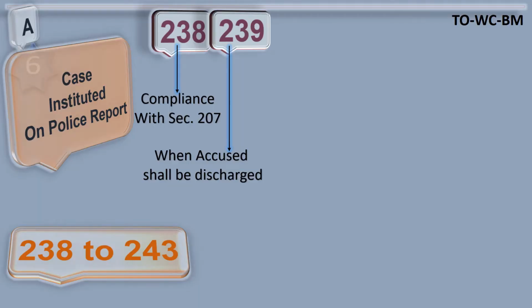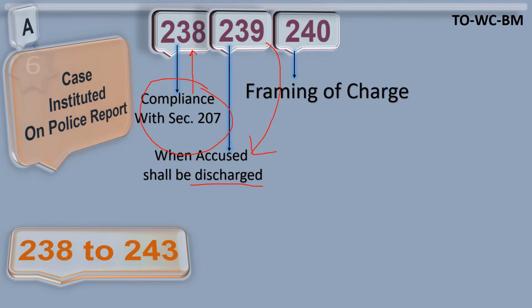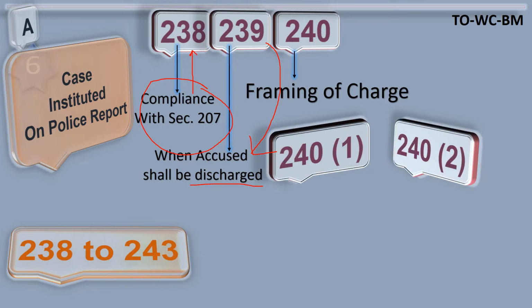So when a case is instituted on a police report, the first thing we check is the compliance under section 207, which is section 238. Section 239 says if there are no grounds to frame charges, the accused shall be discharged. But if there are grounds to frame the charges, then section 240 says the framing of the charges will be done. It is further divided into two parts, subsection 1 and subsection 2. Let's cover it in detail now.